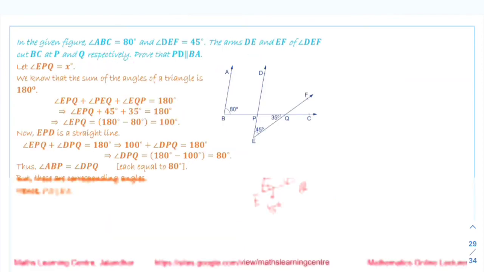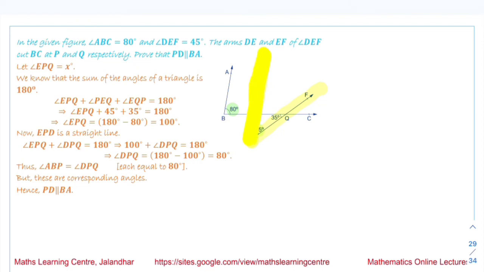Now in the next question, the angles are given to us. It is given that angle ABC is 80 degrees, angle DEF is 45 degrees, and that the arms DE and EF of the angle DEF cut BC at P and Q. We have to prove that PD is parallel to AB.